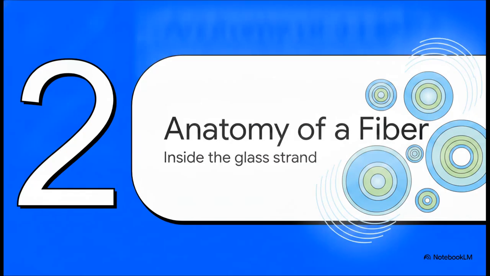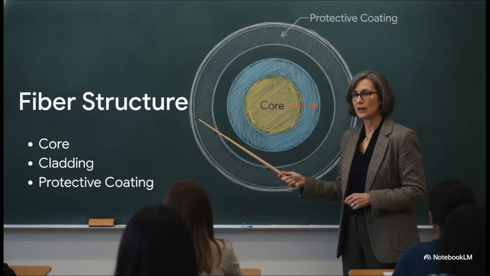Moving right along to Section 2, Anatomy of a Fiber. Inside the glass strand. If you were to slice one of these fibers open, you'd find three fundamental layers working from the inside out. Right in the middle is the core. That's the actual microscopic highway where the light travels. Wrapping around that is the cladding. And the absolutely crucial concept here is something called total internal reflection. The cladding basically acts like a mirror, constantly bouncing and trapping the light inside the core so it can't escape. Finally, wrapping the whole shebang up is the protective coating that shields all those delicate inner layers from physical damage, moisture, and dust. And honestly, these three parts are pretty much standard across almost all types of optical fiber.